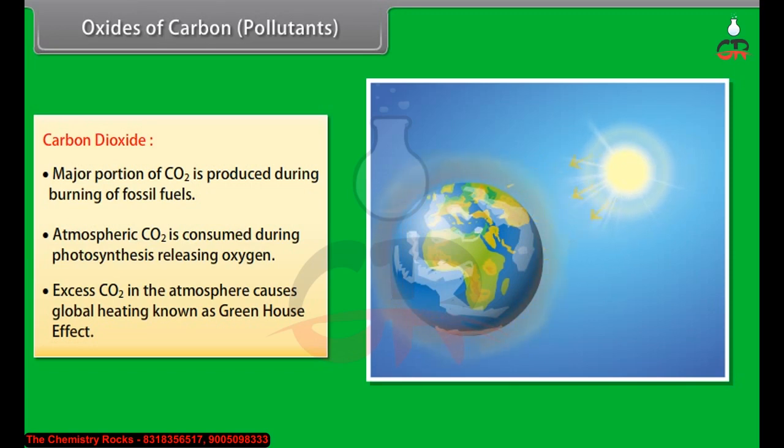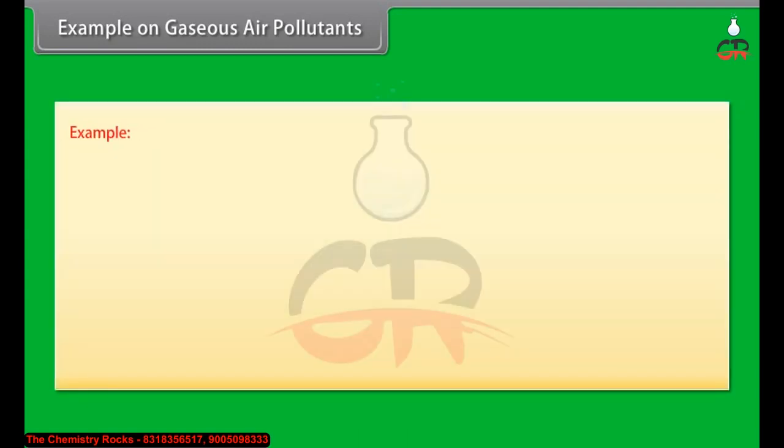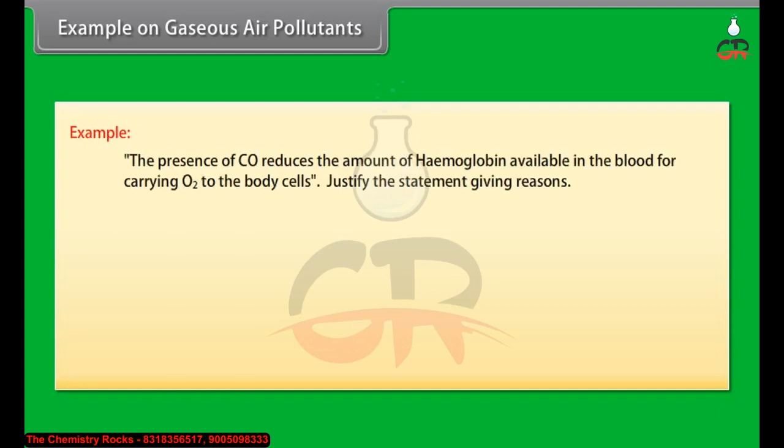Example on gaseous air pollutants. Let's take an example on gaseous air pollutants. The presence of CO reduces the amount of hemoglobin available in the blood for carrying O2 to the body cells. Justify the statement giving reasons.